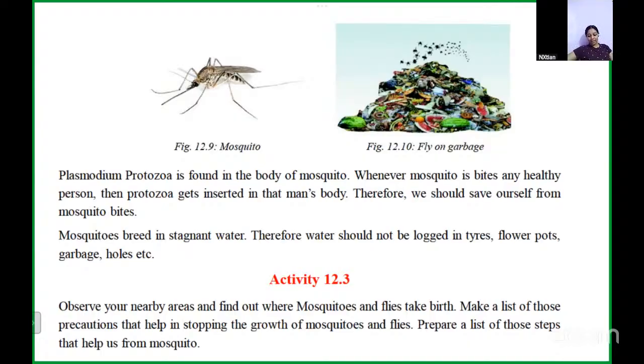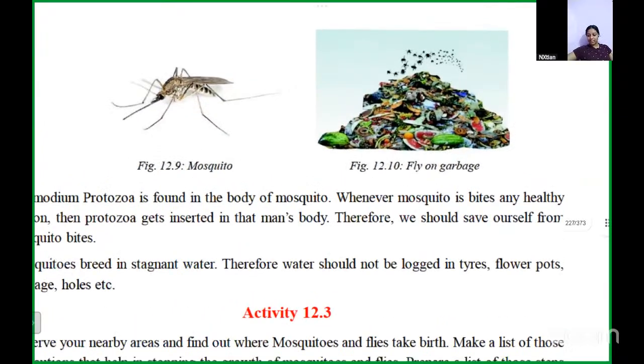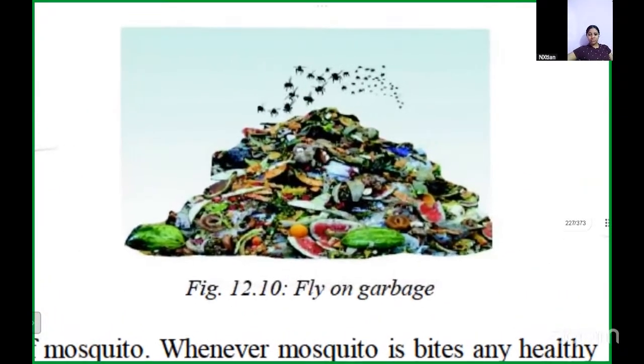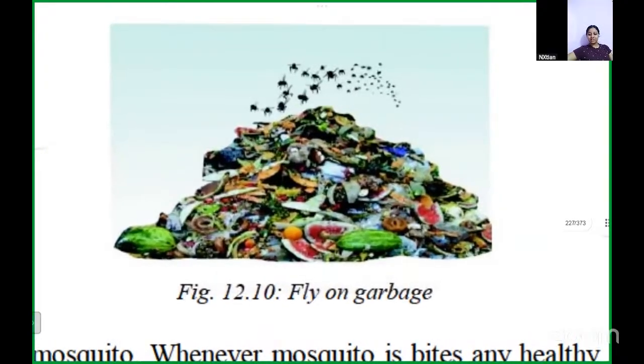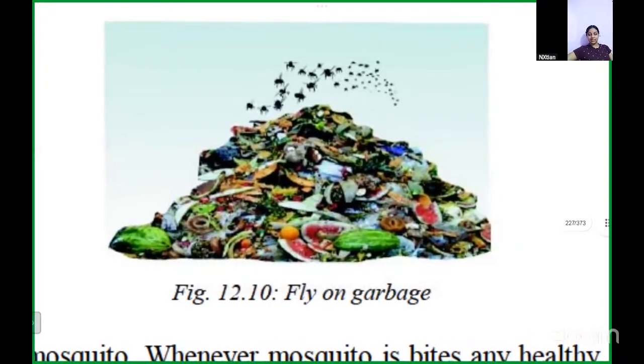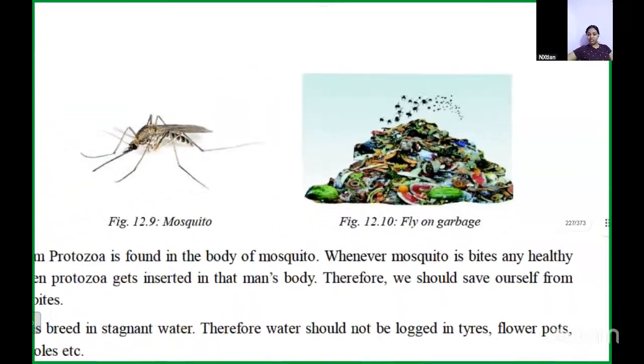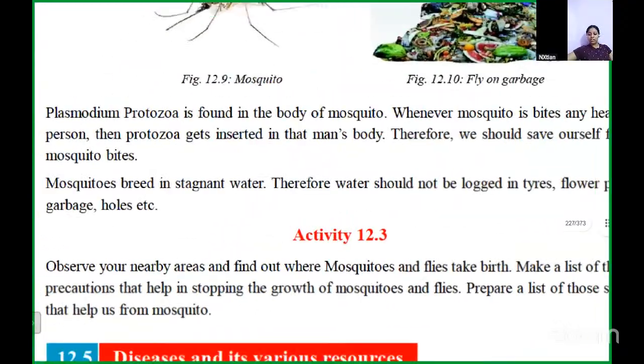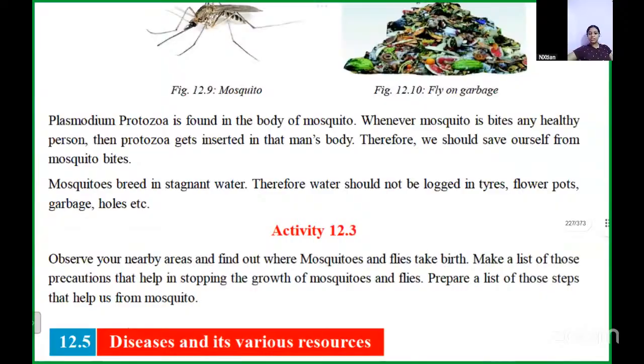Okay. Now, can you see the flies sit on the garbage? They get on the garbage, sit on it, and then they sit on our food and contaminate it with microbes, which enter our body when we consume our food.